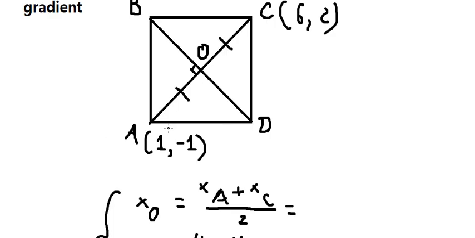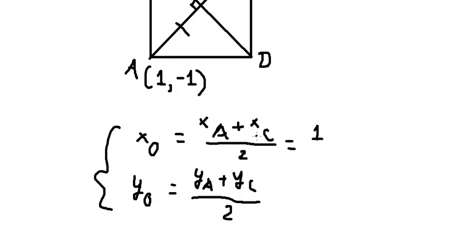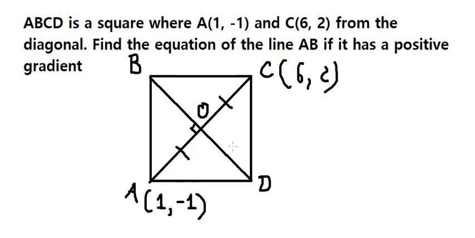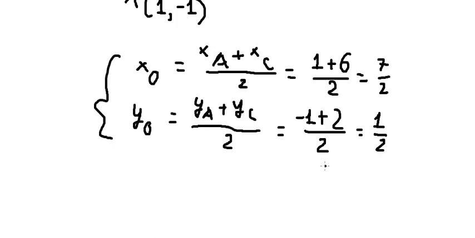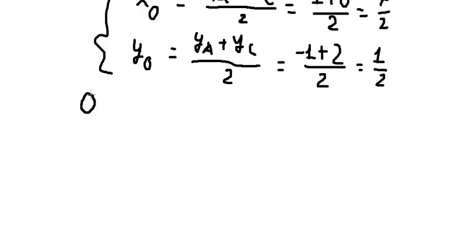So xA we have 1, xC we have 6. So this one we have 7 over 2. yA is negative 1, yC is 2. This one we have 1 over 2. So we have the point O, that is 7 over 2 and 1 over 2.